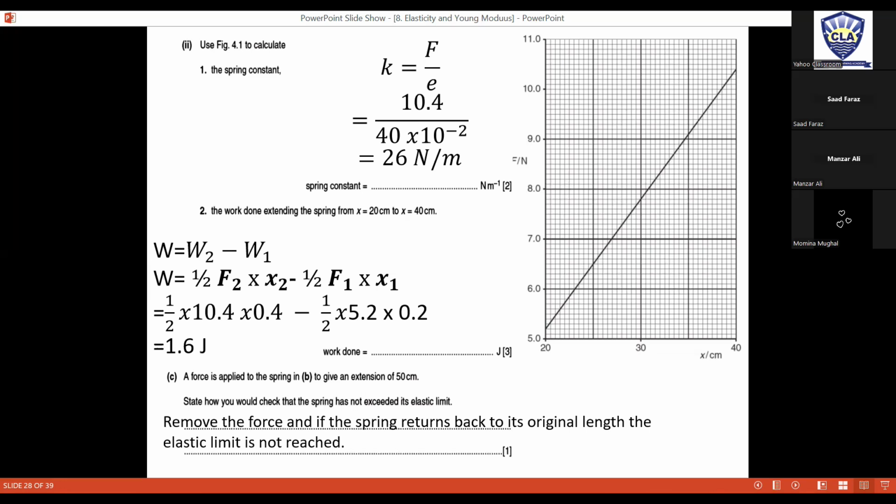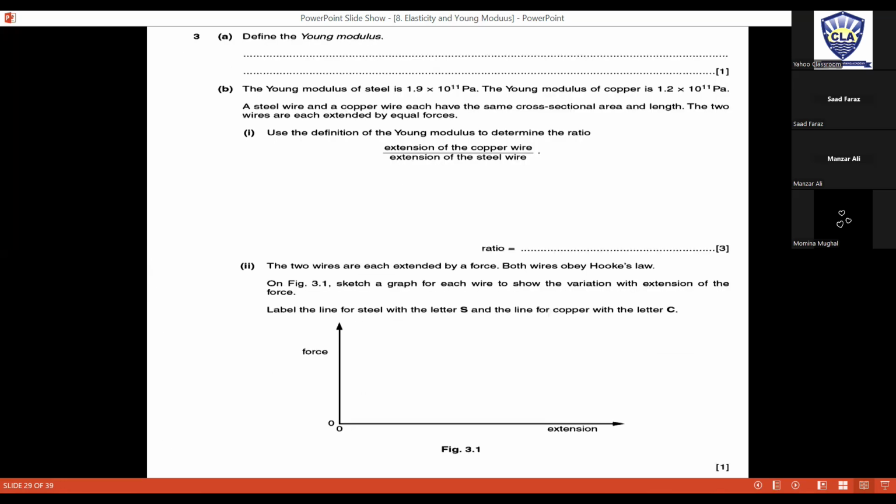Okay, let's see another question. Young modulus, ratio of stress over strain. The extension of copper and steel we have to find, and the Young moduli of both are given to you. Same cross-sectional area and length. So you know that E is equal to FL over eA, because E is equal to FL over e into A. So just the Young modulus will determine the value of extension. Put the values in.